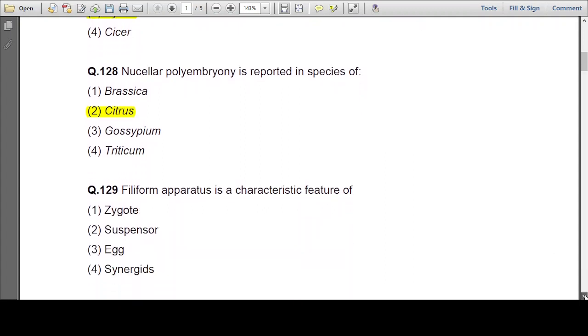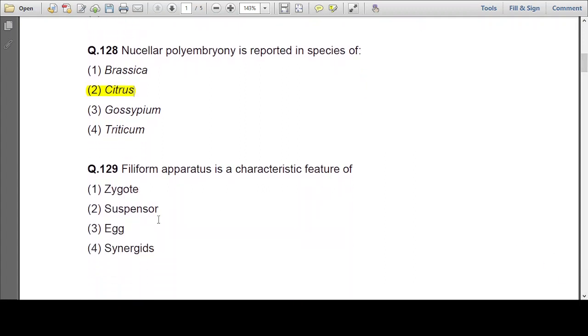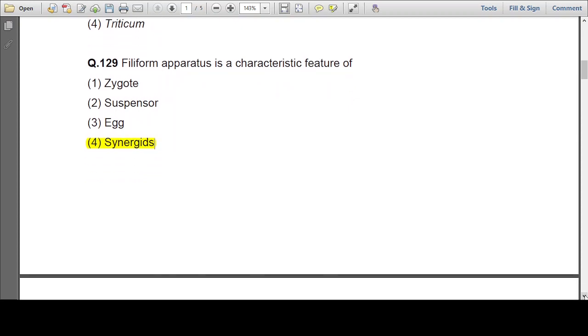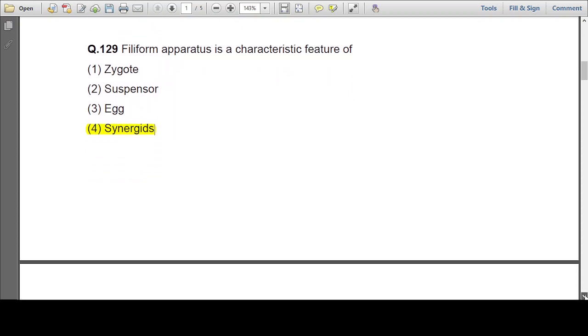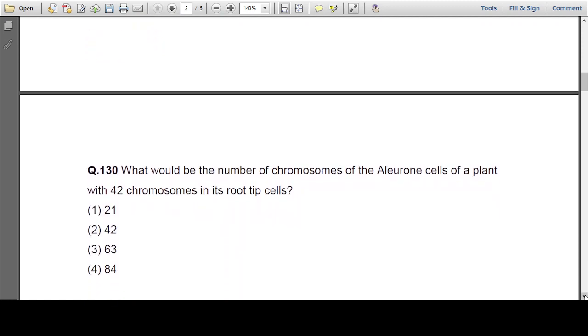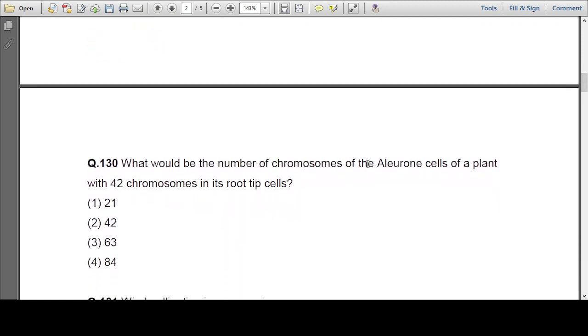129: filiform apparatus is a characteristic feature of synergids. Very simple question. If you look at the diagram again from chapter number 2 of class 12 NCERT, during fertilization there is entry of pollen tubes, and you will find in that diagram the filiform apparatus is present inside synergids.